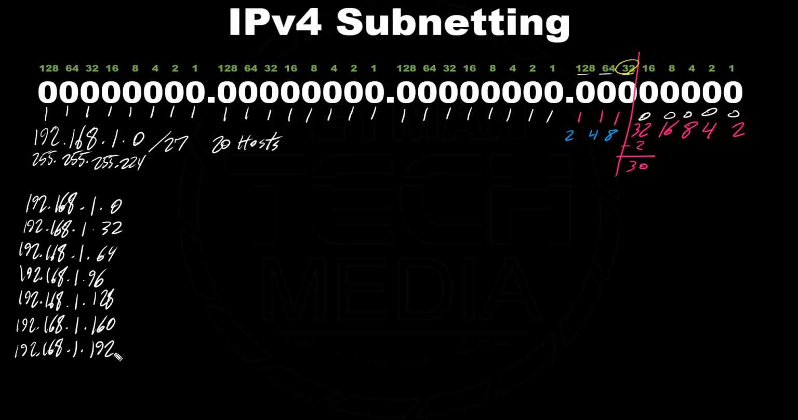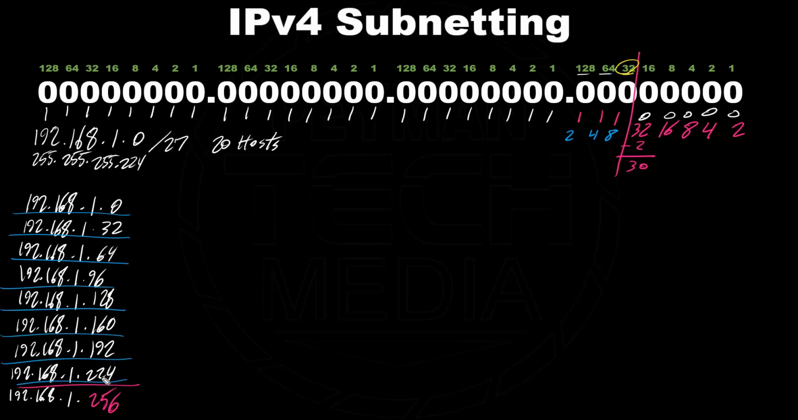192.168.1.192. 192 plus 32, it is 224. And 224 plus 32 is 256. So 192.168.1.256. And I did use a different color. So of course we don't have 256 in an octet. So here we can see this is our first subnet, second, third, fourth, fifth, sixth, seventh, and eighth here. So this 256, it's not valid.